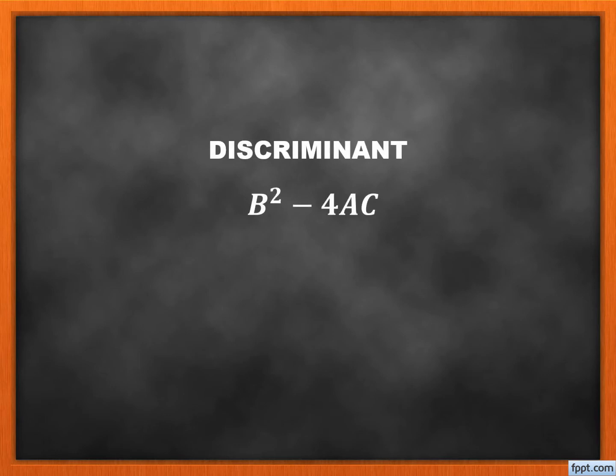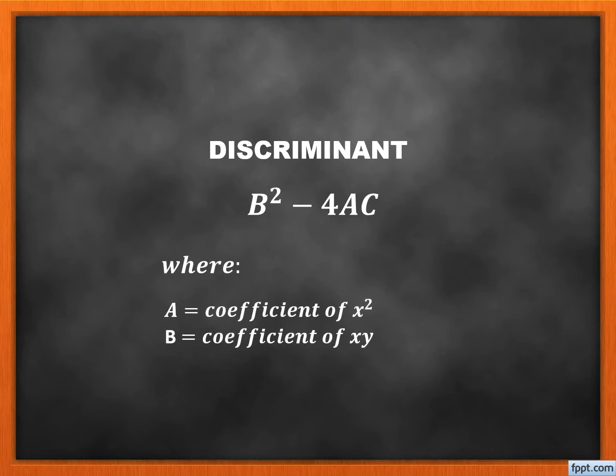So what is a discriminant? So discriminant is in the form b squared minus 4ac, where a is the coefficient of x squared, b is the coefficient of xy, and c is the coefficient of y squared in our equation.